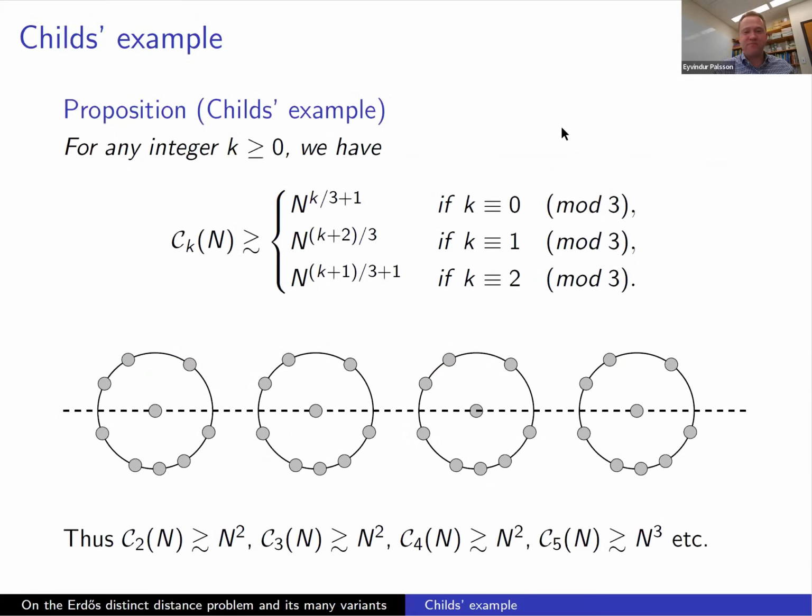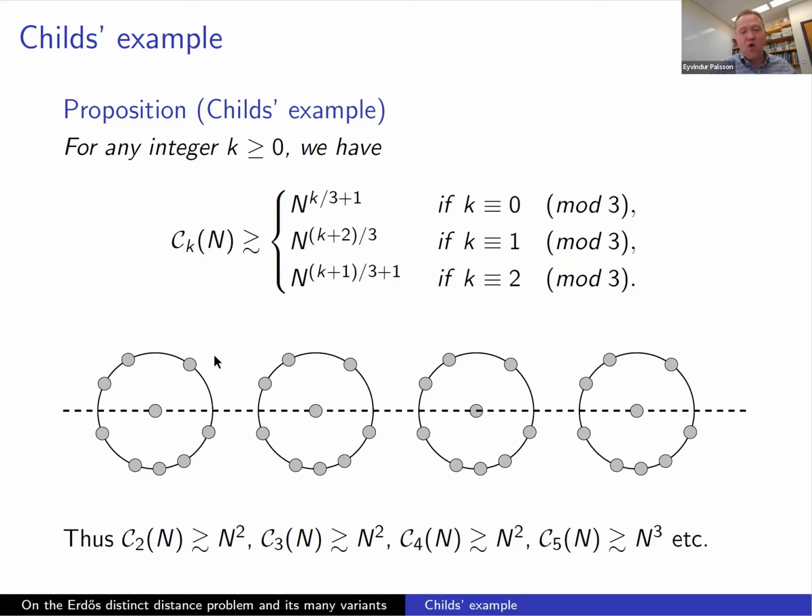Here's an example. Call this the Childs example. Blacksburg, Virginia, where Virginia Tech is located, is in the mountains here in Virginia, close to the Appalachian Trail. And so we were hiking here in Virginia in the mountains, and I was chatting with Lauren Childs, and she came up with this example here.